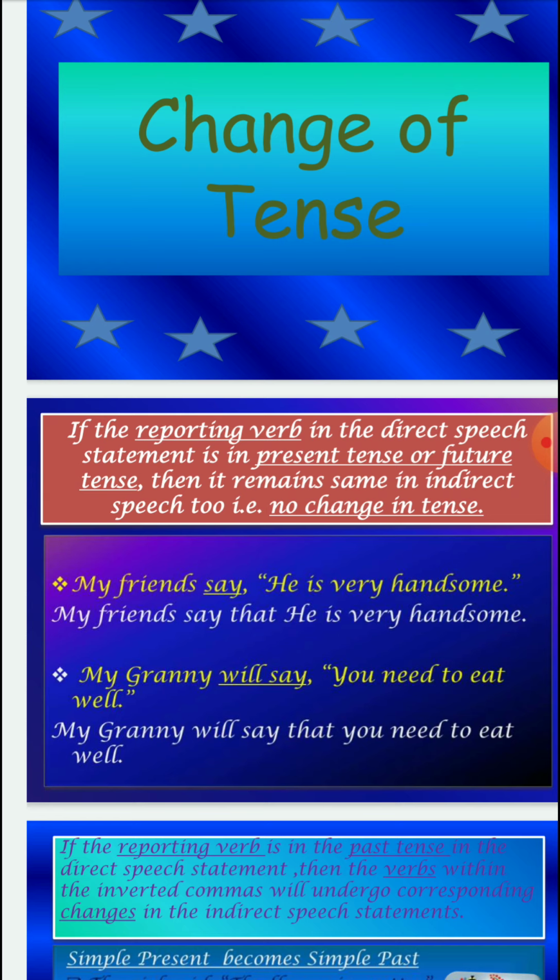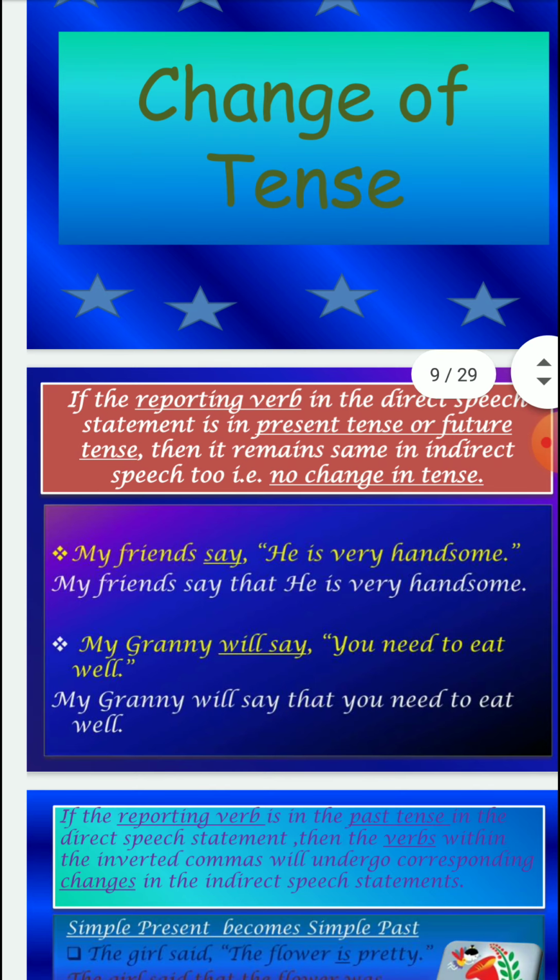Said is the reporting verb in the direct speech statement. If it is in the present or the future tense, then the tense remains the same in the indirect speech. There is no change in the tense. Let us consider an example. My friends say he is very handsome. Now, say is what? The first form of said, or the present form of said, right?